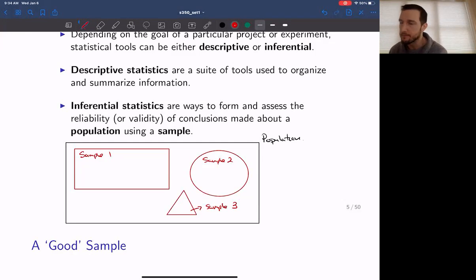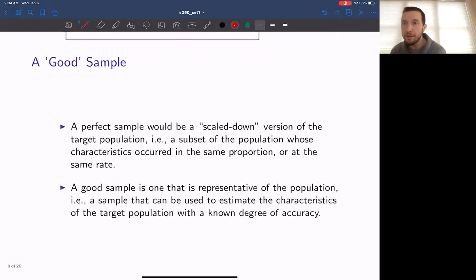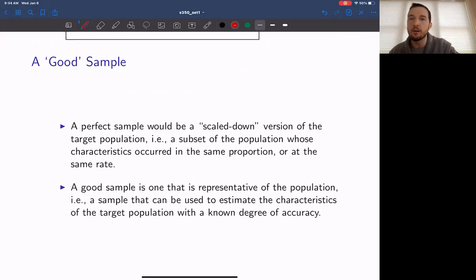Which one is the best, right? Well, in general, when we try to answer that question, the best or perfect sample would be what we can think of as a scaled down version of the target population. So that is, if our population is that giant rectangle, our sample is a smaller rectangle in this case that exists inside the population, but it captures all of the different characteristics of that population.